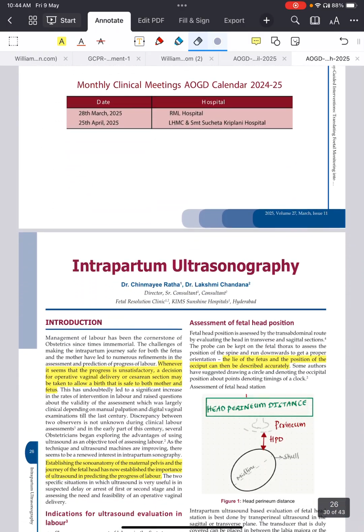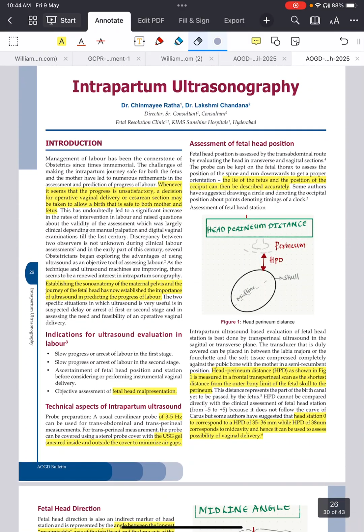The last topic is a very interesting one, that is intrapartum ultrasonography. Okay, see, intrapartum ultrasonography is nothing but during labor you'll do an ultrasound and see the fetal position and whether vaginal delivery is possible or not. So this can avoid the decision of a cesarean section, or you can opt for an instrumental delivery. So it avoids unnecessary intervention.